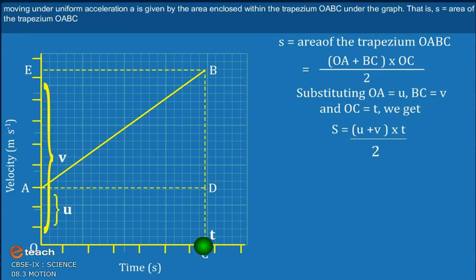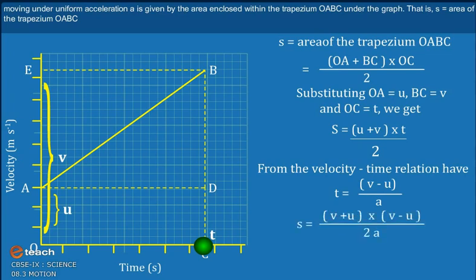From the velocity-time relation, we get t = (v − u) upon a. Using the equations, we have s = (v + u) multiplied by (v − u) divided by 2a, or 2as = v² − u².